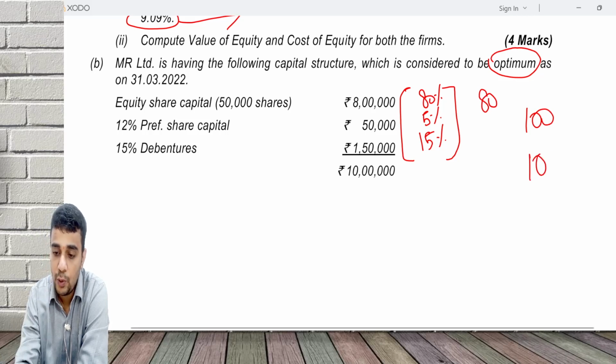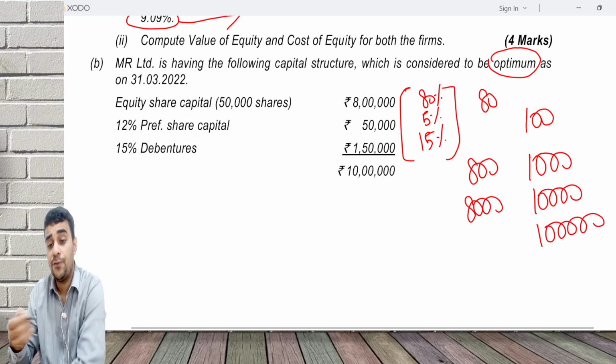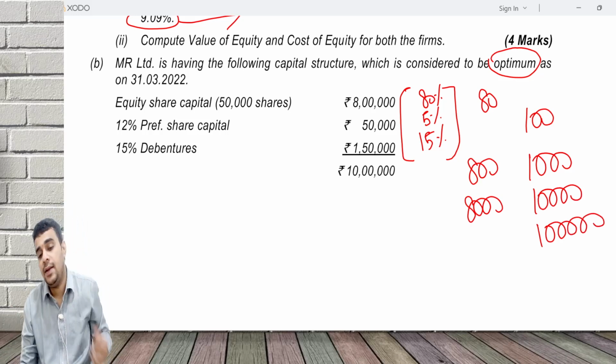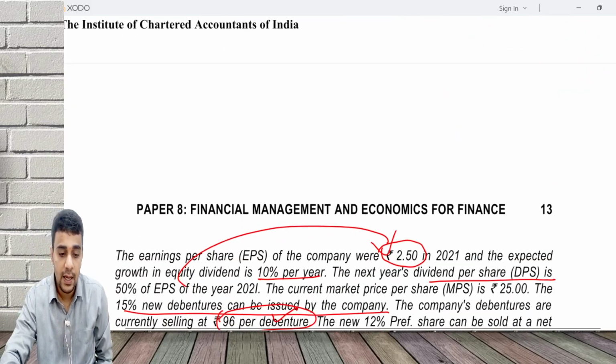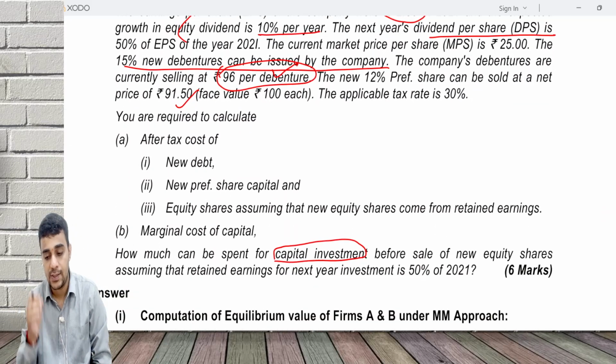Assume I want to do 1000. 800 is the equity portion. For 10,000, 8,000 is the retained earnings. For 1 lakh, 10 lakh, as figures go up, your retained earnings will not be sufficient. So they are asking, how much capital investment can you do before sale of new equity shares, that is, with the available retained earnings?